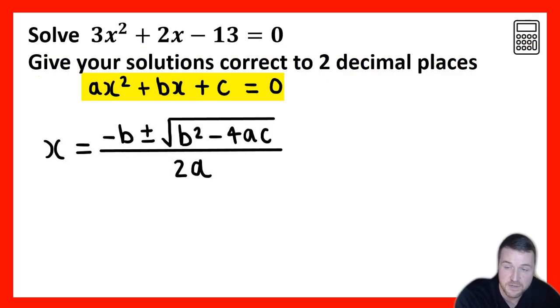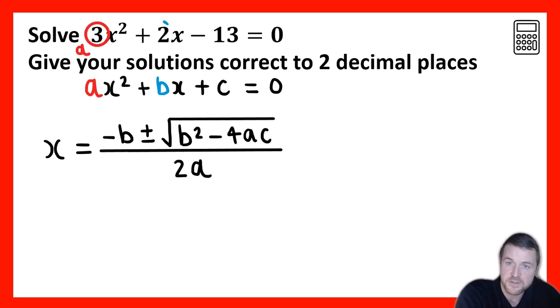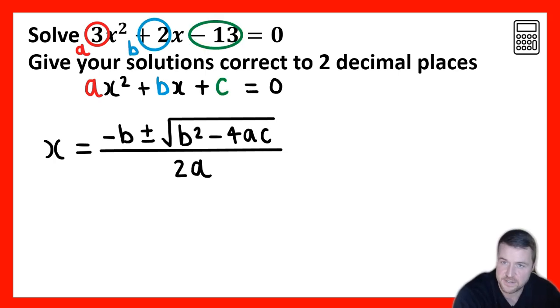To use the quadratic formula, we first need to identify a, b and c from the quadratic equation. Comparing our two, we can see that a is the coefficient of the x squared term, which is 3. b is the coefficient of the x term, which is positive 2. And c is the constant at the end, negative 13. We plug these values into the formula.